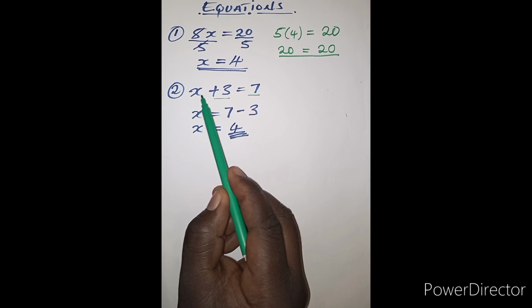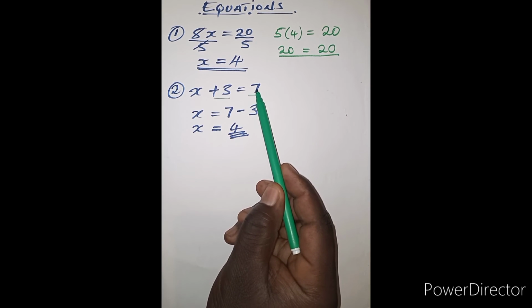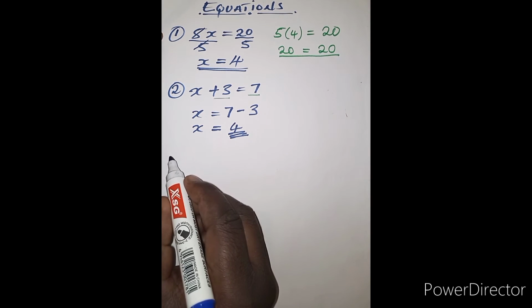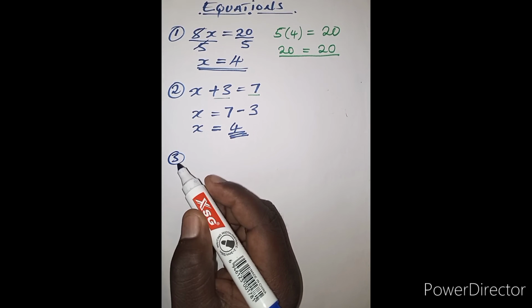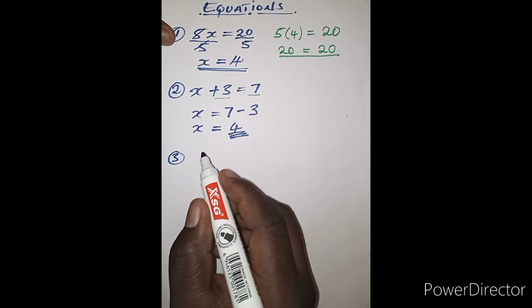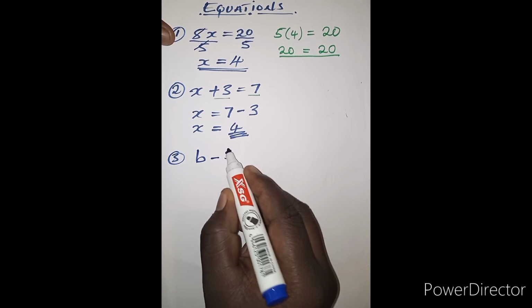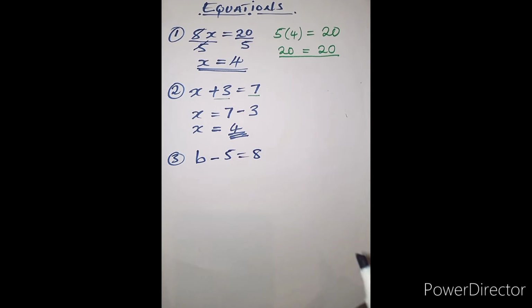You see that a 4 plus a 3 will definitely give you a 7 for that part, which means that our statement is true. Example number 3: how would we solve the statement b minus 5 is equal to 8?